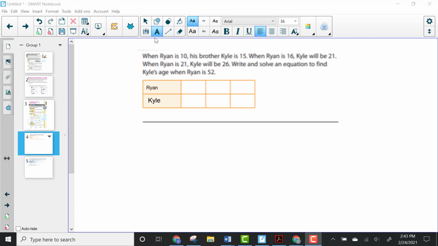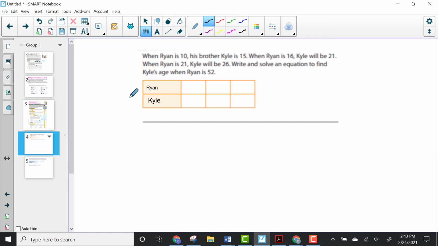We know when Ryan is 10, his brother Kyle is 15, then 16 and 21. So we can make a table. Think about Ryan's age. Ryan's age is 10, and then Kyle is 15. Ryan's age is 16, Kyle's age is 21. When Ryan is 21, Kyle will be 26. So we got to think of the equation that would go along with this. If I think about 10, I know that's increasing by 5 in order to get to 15.